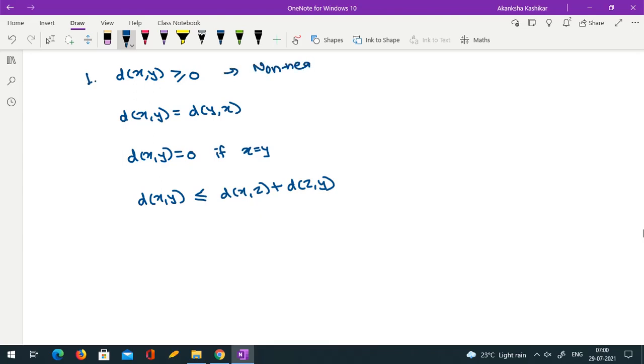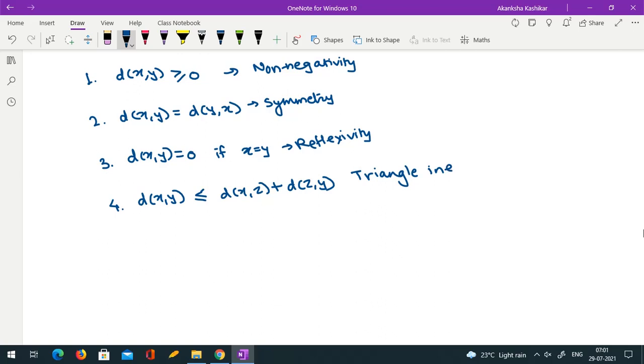Now this first property we will call non-negativity, correct? Next property we call symmetry, because we are saying distance xy is the same as distance yx. This we will call reflexivity, although part of it is still remaining, and this we call triangle inequality, correct?